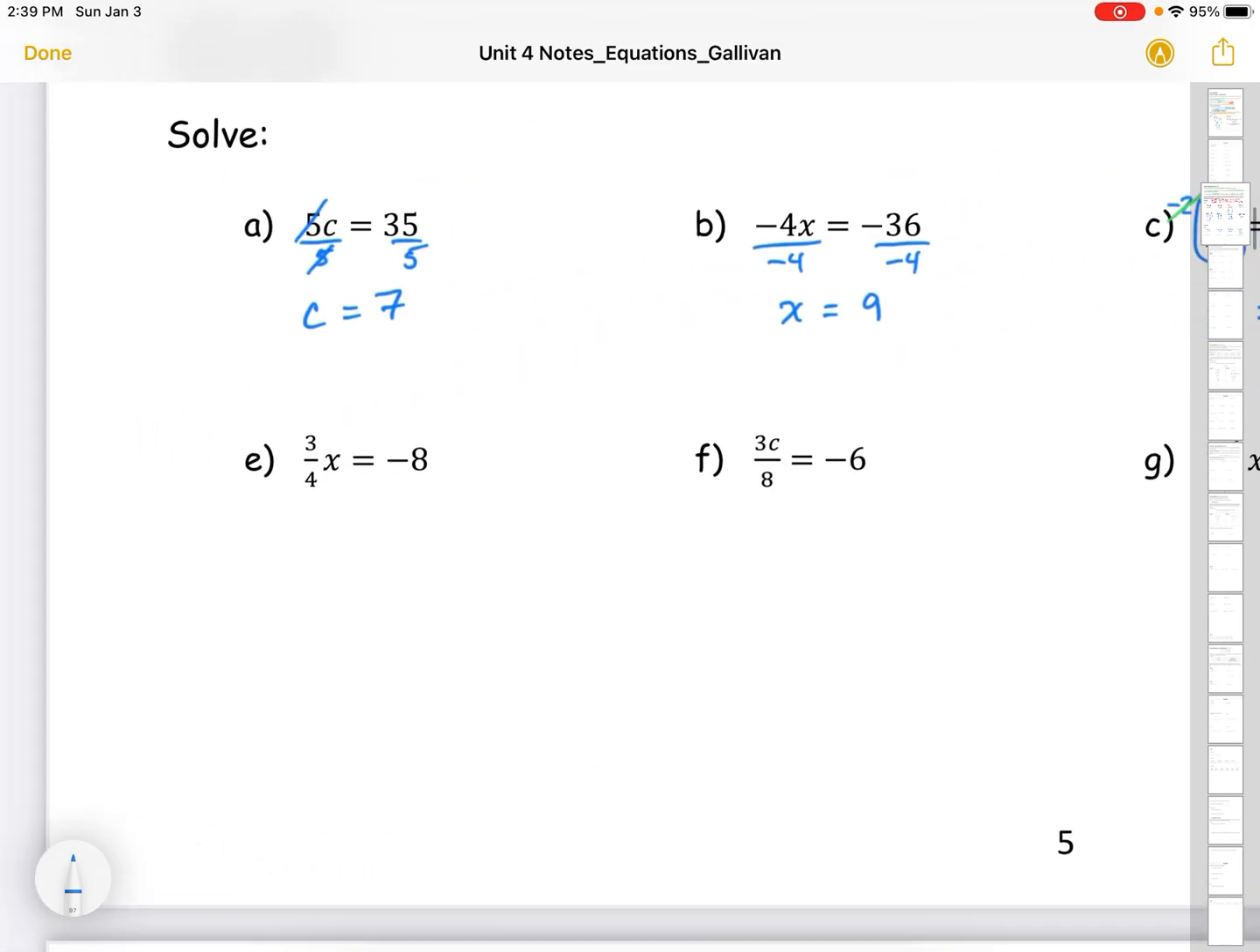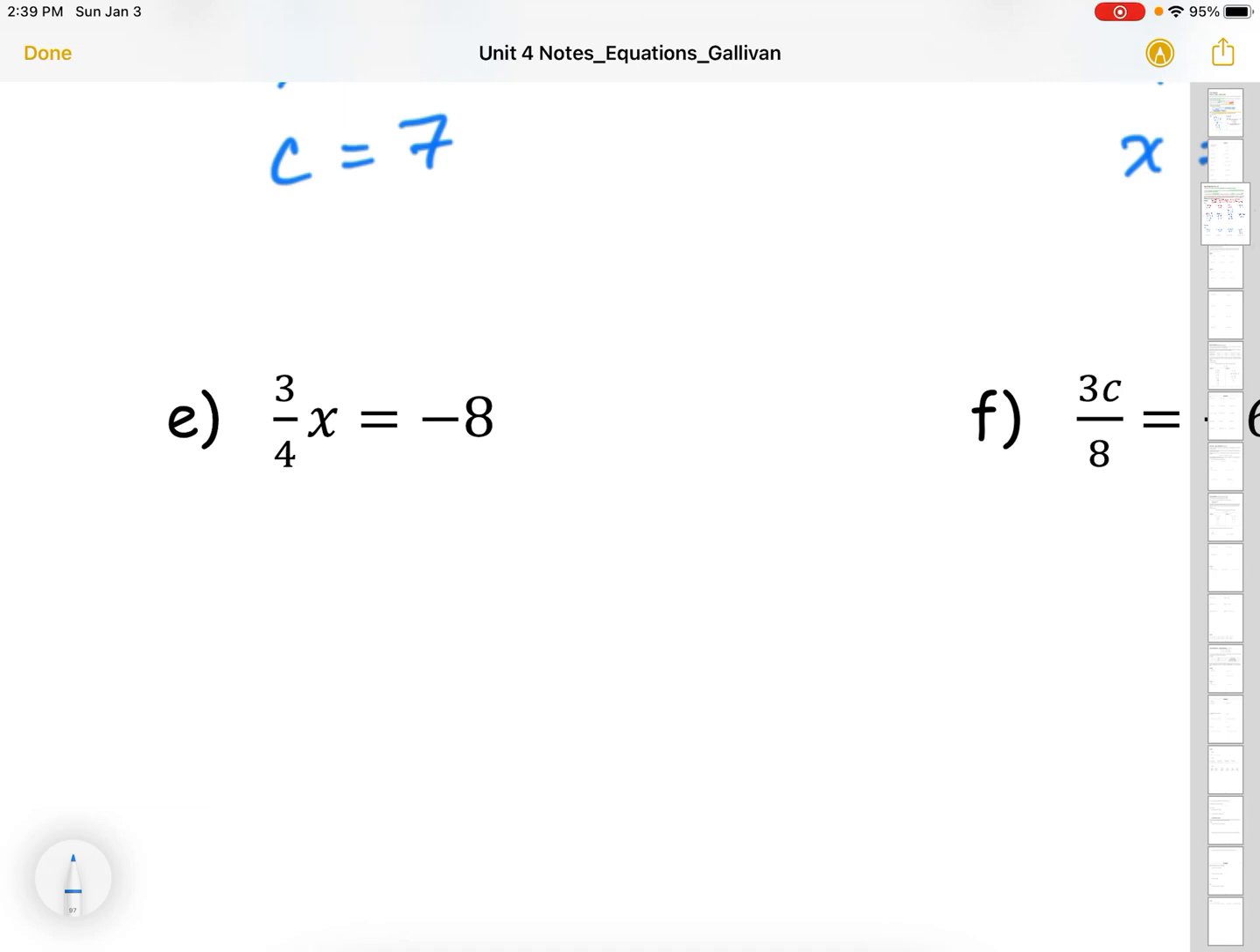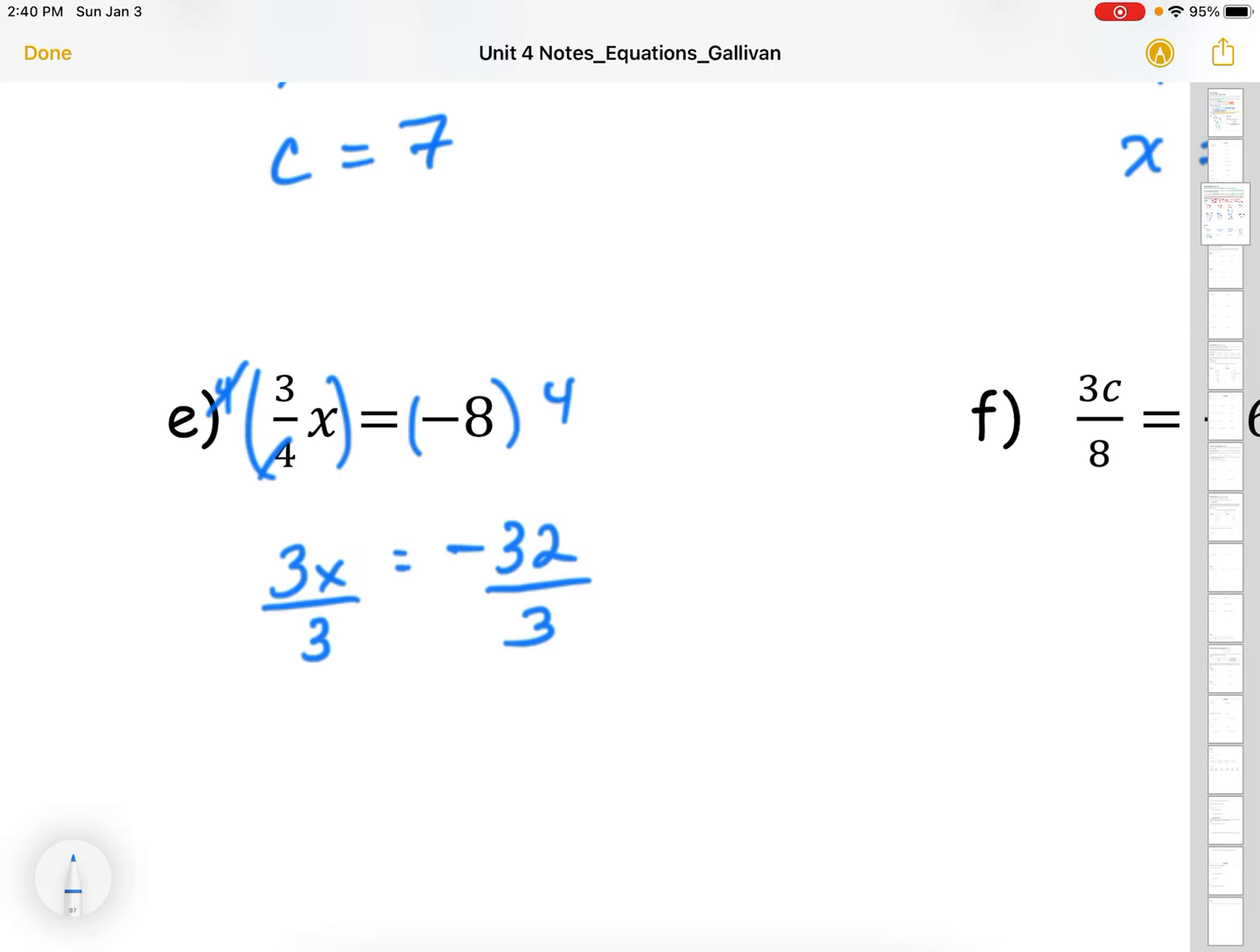Okay. Let's check these. Well, first I'm going to multiply both sides by 4. Cancels out on this side, so I'll get 3x is equal to -8 times 4 is -32. And then divide both sides by 3. Okay, so x will equal, because this will cancel out, -32 divided by 3, well, it doesn't go in evenly. 3 goes into 32 10 times with 2 left over. Okay. And you shouldn't leave it as an improper fraction.